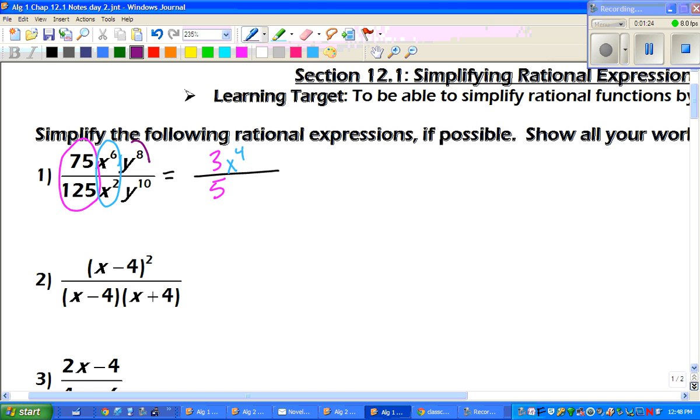All right, and finally, the y's. Who wins, the top or the bottom? Well, the bottom wins, and the bottom wins by 2. So the final way to say that, it's just exactly how it's written, is 3x to the 4th over 5y squared. And since we can't reduce anything else, we're just going to put it in our box.